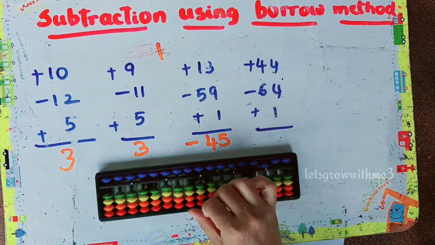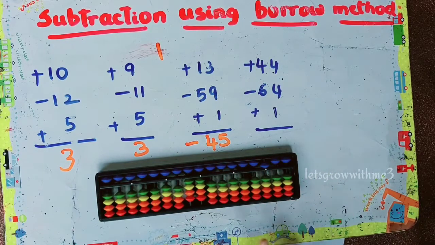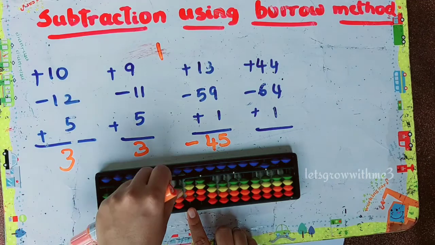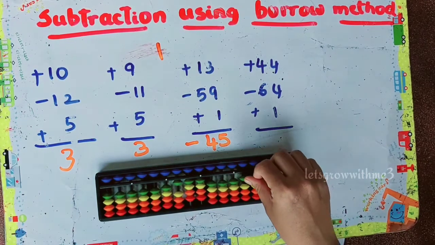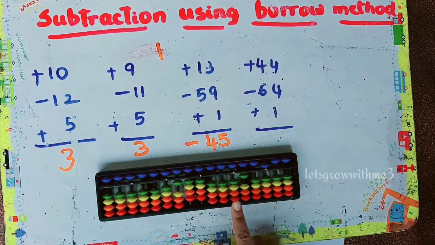This problem also same. If you don't get it also, don't panic, just do one more time. 44 minus 6. How to subtract minus 6? We have 40 only, but we need to subtract 60, so that's why we need to take borrow and represent that in the other side. So now we can subtract minus 6.